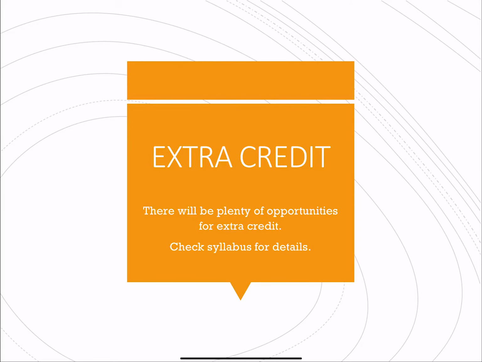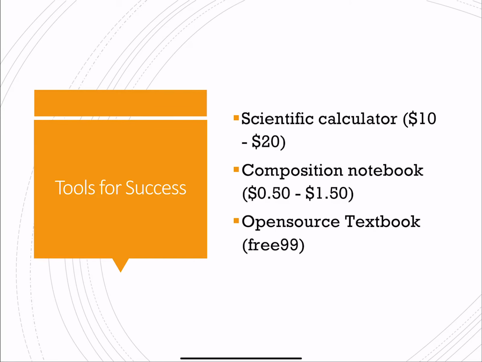All right, so moving on, extra credit. We spoke about some of this last class. I told you all you need a scientific calculator. I think I showed you one on Amazon, a little cheap one. Don't spend more than $20. In the open source textbook, I think I showed you the link to that. That link is in the syllabus. And I'm not going to make it mandatory, but it'd be nice if you all could get a composition notebook, and that is where you do your practice problems.